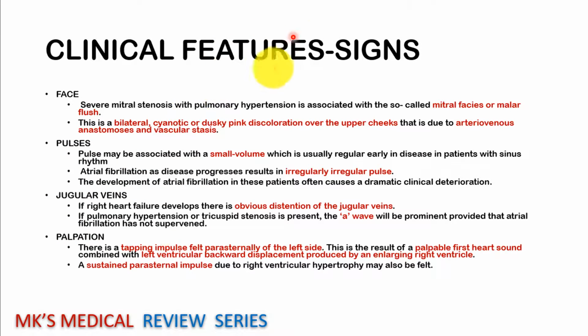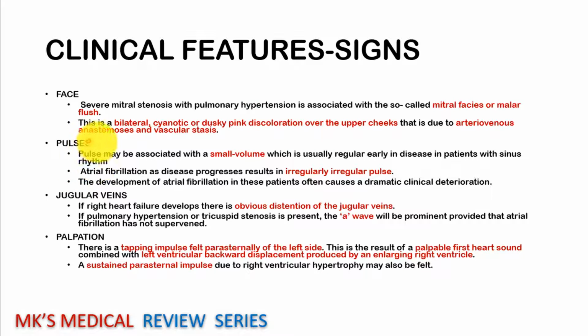Then some signs. So those were symptoms. These are now signs, what you actually elicit as a doctor. On the face, you may have severe mitral stenosis associated with pulmonary hypertension, which may present with a characteristic appearance known as mitral facies, or you can call this malar flush. You have this bilateral cyanotic or even dusky pink discoloration over the upper cheeks, and this is often attributed to arteriovenous anastomosis and vascular stasis.